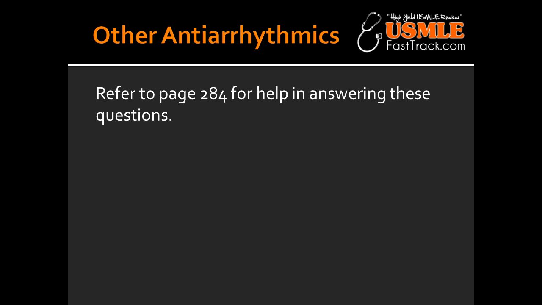Other antiarrhythmics. Name some of the drugs that we have not talked about that can be used as antiarrhythmics. Some of the drugs that we have not talked about that are also used as antiarrhythmics include adenosine and magnesium. What is the mechanism of action of adenosine? The mechanism of action of adenosine is to increase potassium efflux out of the cell. Whenever potassium goes out of the cell, it leads to hyperpolarization of the cell, and it also leads to a decrease in the influx of calcium.